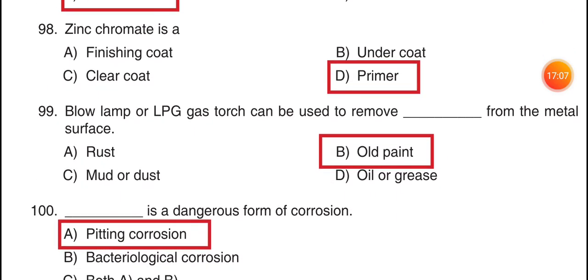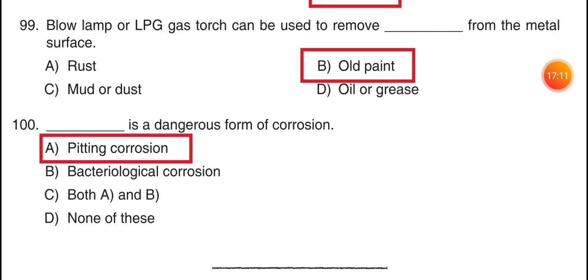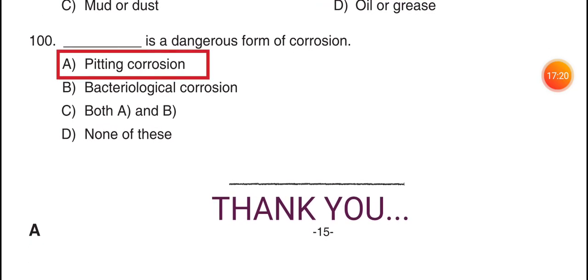98. Zinc chromate is a. Option D, primer. 99. Blow lamp or LPG gas torch can be used to remove dash from the metal surface. Option B, old paint. 100. Dash is the dangerous form of corrosion. Option A, pitting corrosion. Thank you.